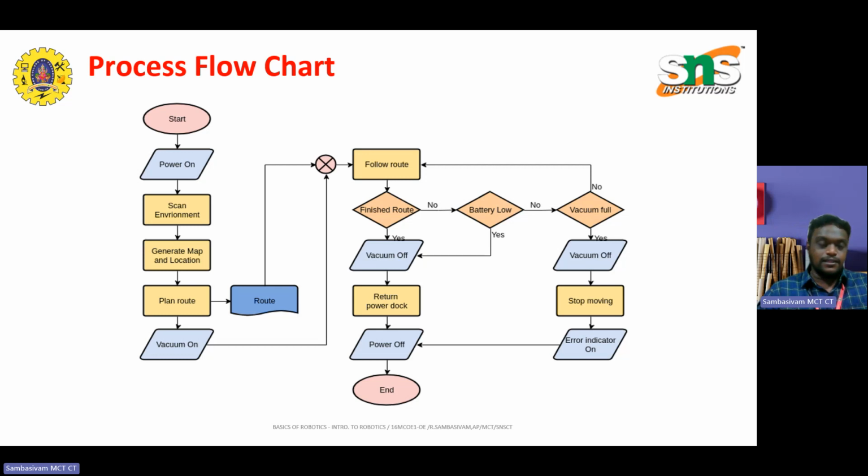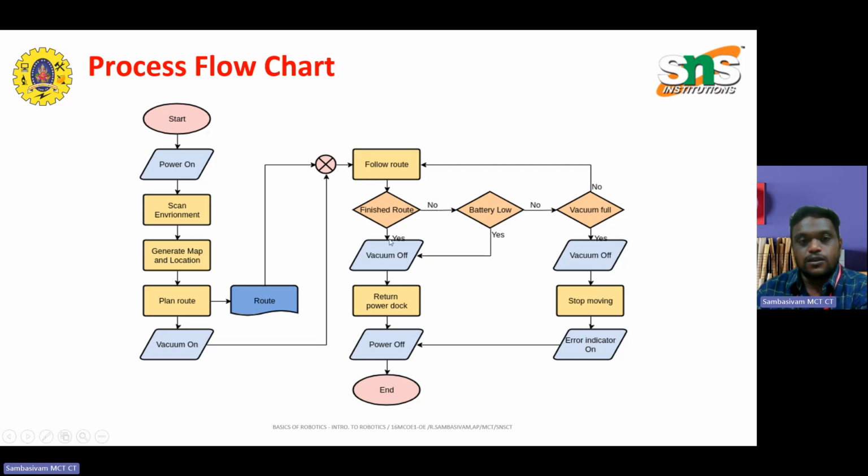If the battery level is okay, then it goes for vacuum off. If the battery level is low, it checks whether the vacuum is full. If the vacuum is full, yes, the vacuum is turned off. If no, again it has to follow the route. Vacuum off happens in two conditions, when the battery is low and when the vacuum is full, so it returns to the power dock, otherwise it stops moving. Once it returns to the power dock, the power has to be shut down and the error indicator turned on, and once the vacuum has stopped moving, finally it comes to the end condition.